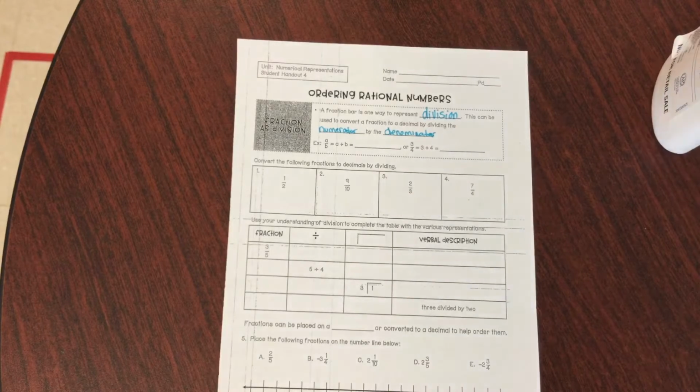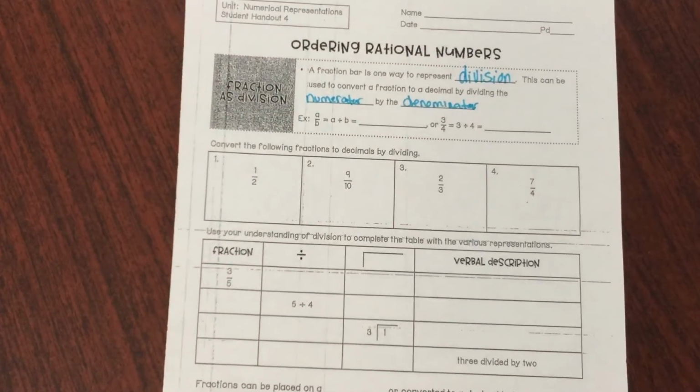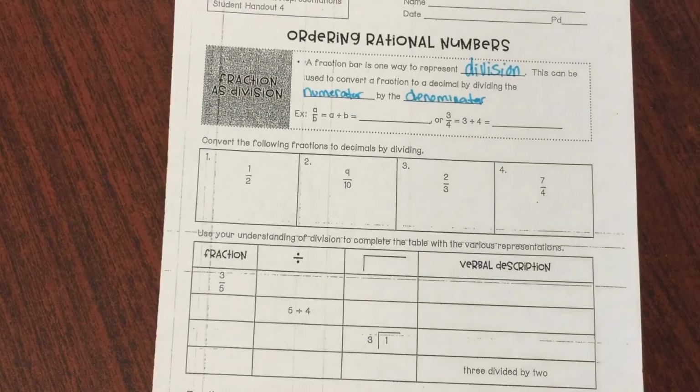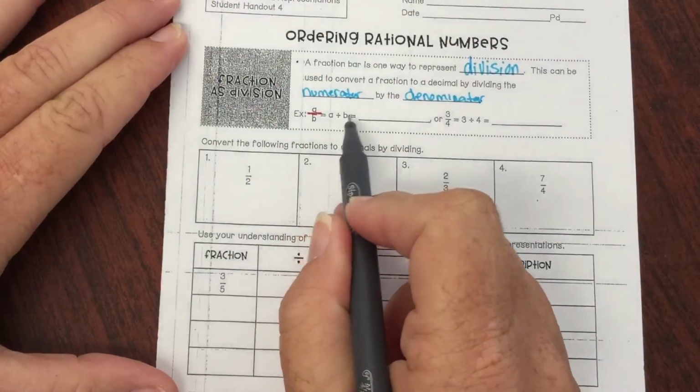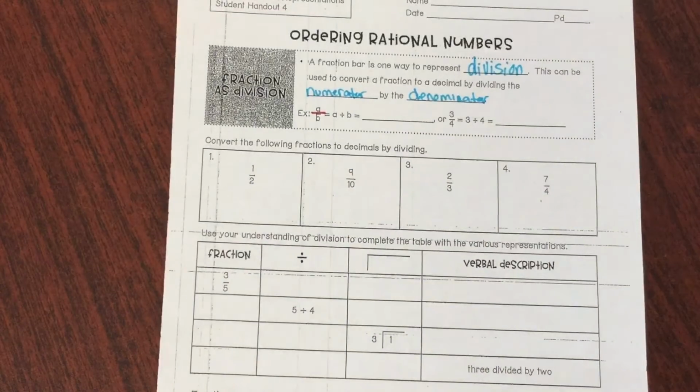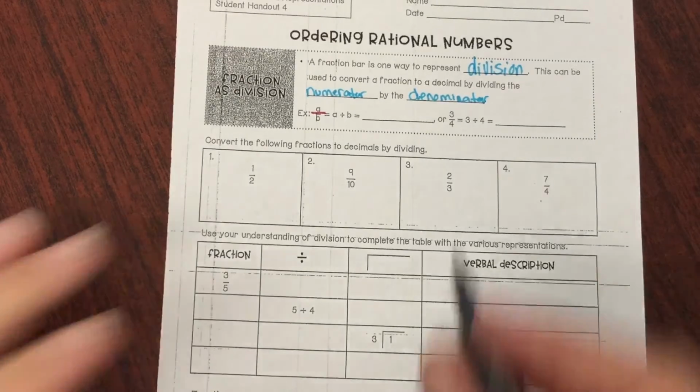So some examples, let's see if I can zoom in on this. There we go. If I have it in A over B form, which is a rational number, it is read as A divided by B, okay? Now here's where my students tend to make their mistakes, when they go to divide.